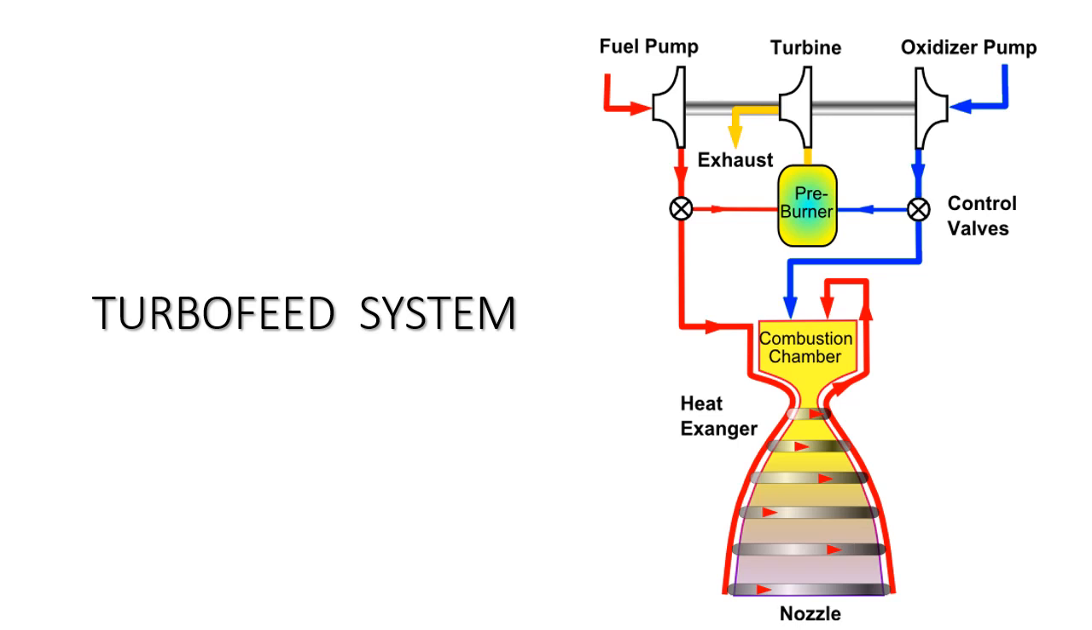You see, there are two valves under the oxidizer and fuel pumps. These valves work when the turbine works, but for the turbine to work, the pre-burner needs to work, and the pre-burner needs oxidizer and fuel to get burned in it. So in order to get the pre-burner working, we need the valves to run. So you see, it's a closed loop process, which I'm going to explain later.